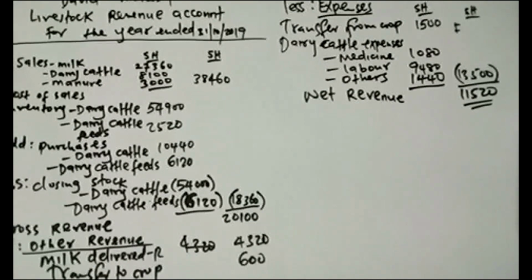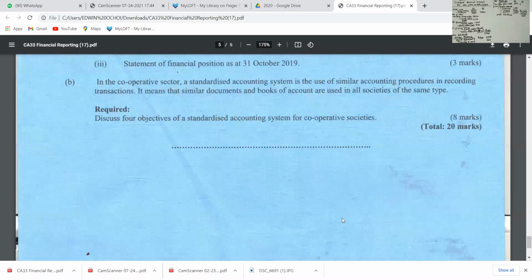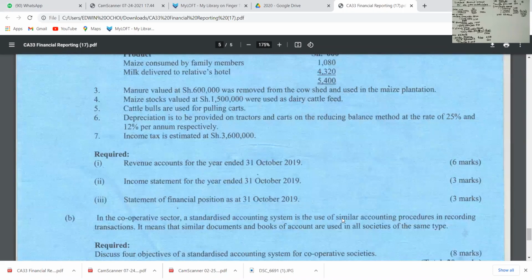Now after you are done with the first requirement, remember that this is what they were in need of: the revenue account. That was part of the work which was involving, because it was 6 marks. Then after that, you do the income statement and a statement of financial position. Then we can say that we are done with this question. So let's go direct to the income statement.